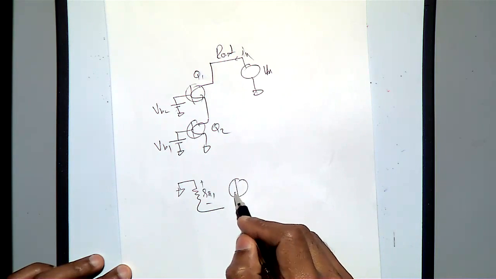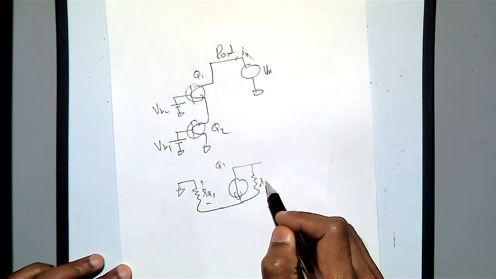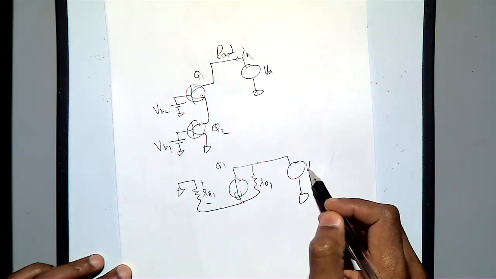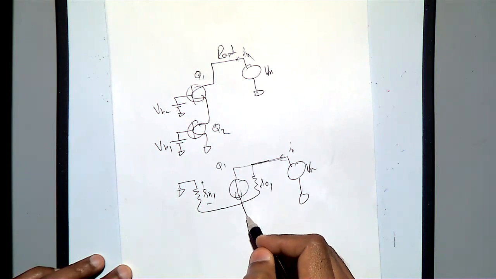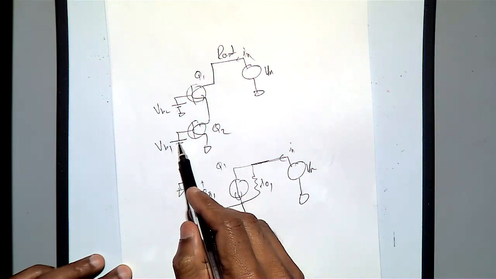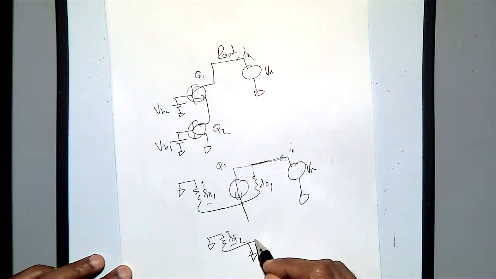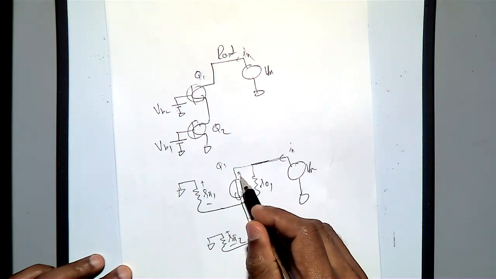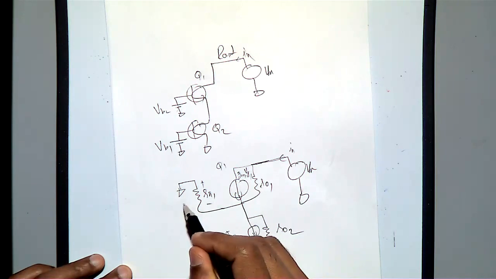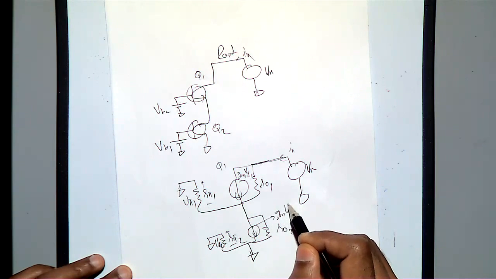Then what you are getting is, see, your Q1, so this is the Q1 part. Then you are getting a current source, then you are getting RO1, and then this is your test voltage source Vx, and this is the Ix current going in. Then from the emitter, you are connecting to the collector part. Again, the input here is grounded, so the emitter is grounded. This is R pi 2. If I connect positive, negative here, then I get a current source here. See, this is RO2, and then this is gm1 v pi 1, because this is v pi 1. And then here is v pi 2, so here it is gm v pi 2.